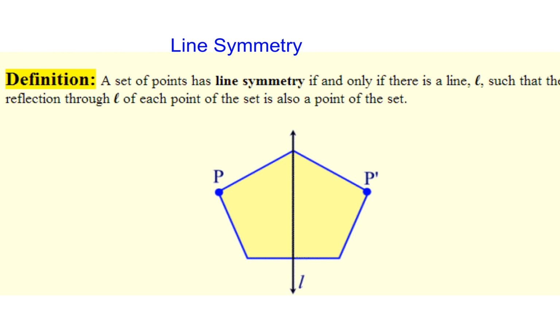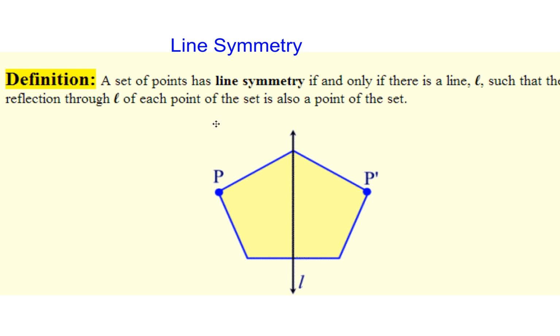So let's first read the definition of line symmetry and then try to decipher what all these words mean. The definition is: a set of points has line symmetry if and only if there is a line L such that the reflection through L of each point of the set is also a point on the set. What do they mean by all that?